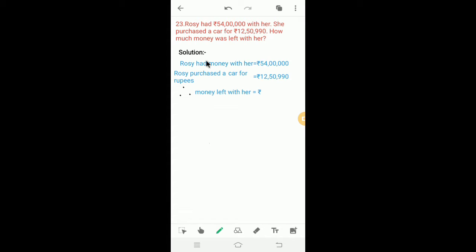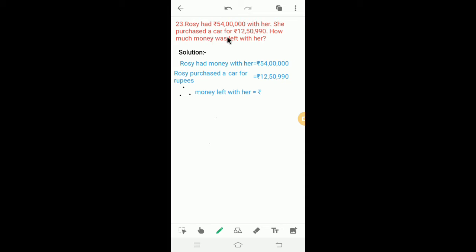Dear students, in the last class we solved word problems. Today we will continue word problems. Let's solve. Rosie had 54 lakh rupees with her.